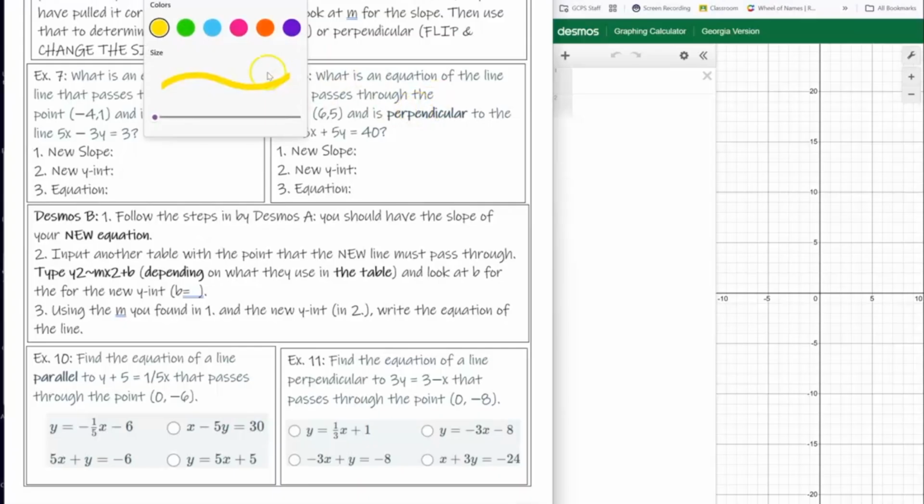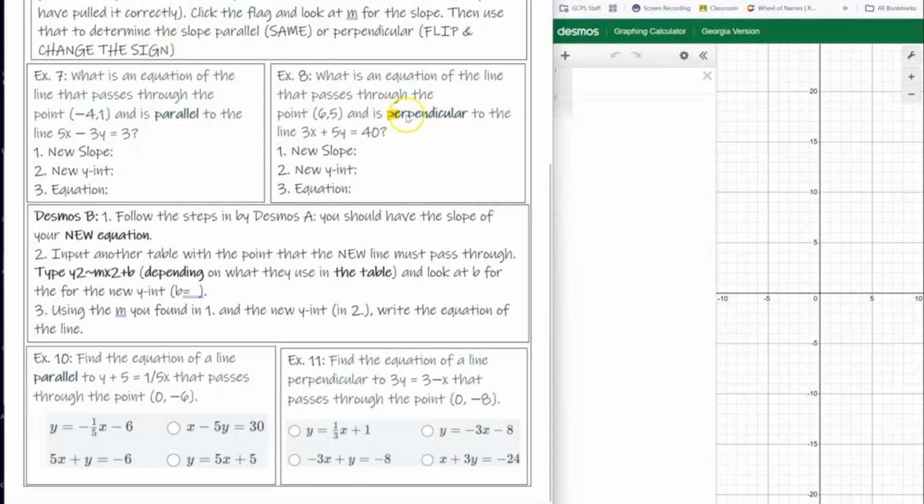Again, by definition, remember, what does perpendicular mean? It means that it meets at 90 degrees and I'm flipping and changing the sign. For you, what does parallel mean? It means that the slopes are exactly the same. The y-intercepts must be different. All right, so now that we know our definitions, let's go ahead and do this.